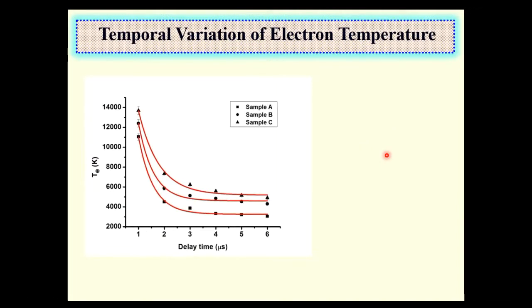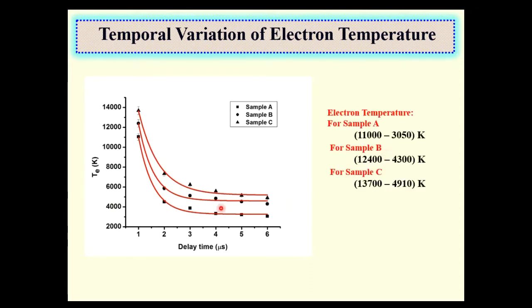So, the temporal variation of electron temperature. This graph shows the temporal variation of electron temperature with the delay time. The first one belongs to sample C, the central one to sample P, and the last one to sample A. These variations show that as the delay time increases, the temperature of the plasma continuously decreases. This is again due to thermalization or recombination of the plasma. As the plasma recombines, the temperature of the plasma, or the average kinetic energy of the particles, continuously decreases, and this shows an exponential decreasing trend.